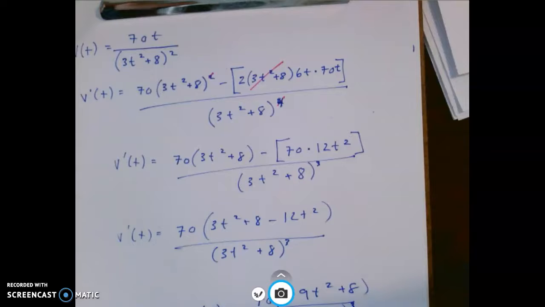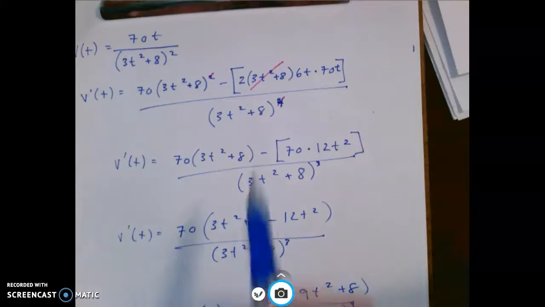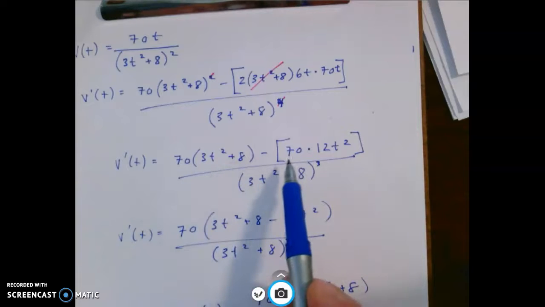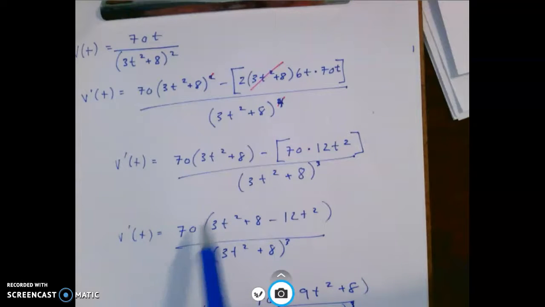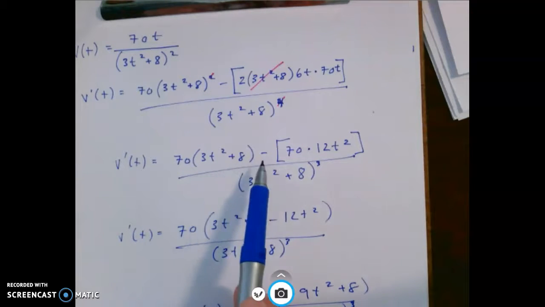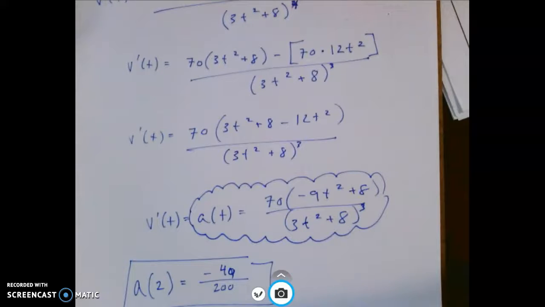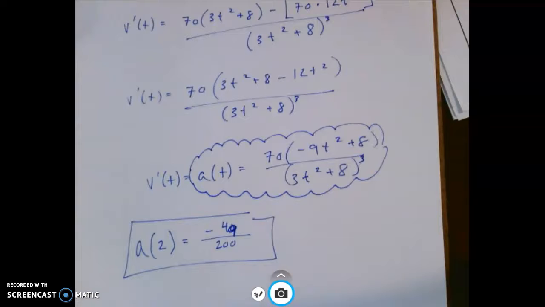Okay, so we already talked about canceling these out, so we now have this scenario right here. Recognizing the fact there's 70s on both sides, we're going to factor out a 70, and we're going to be left with 3t squared plus 8 minus 12t squared. So we can do that. Then this simplifies to negative 9t squared plus 8, and this is our acceleration at time t right there. All right. Now we evaluate this at 2, and we get negative 49 over 200. And that is part C.